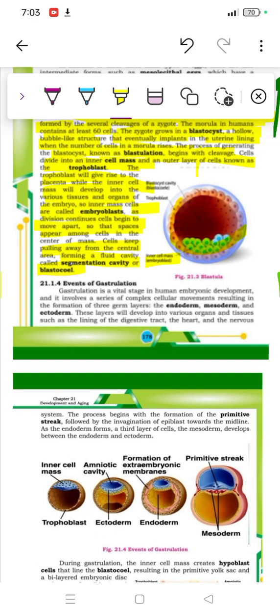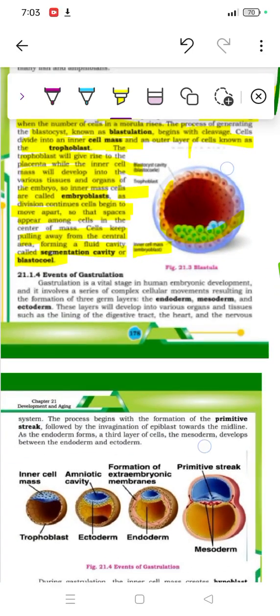Then we have the events of gastrulation, which I feel we need to discuss in the next video, but okay, we'll discuss that in the next video.